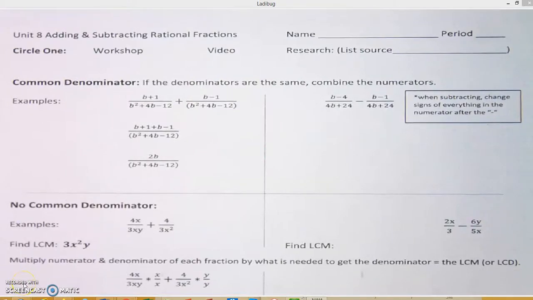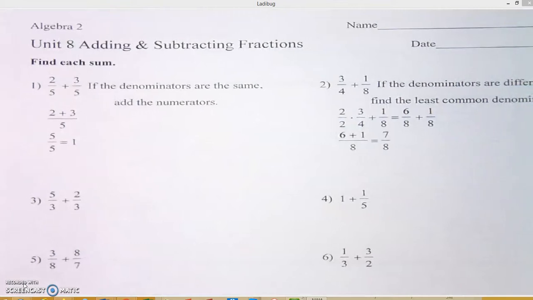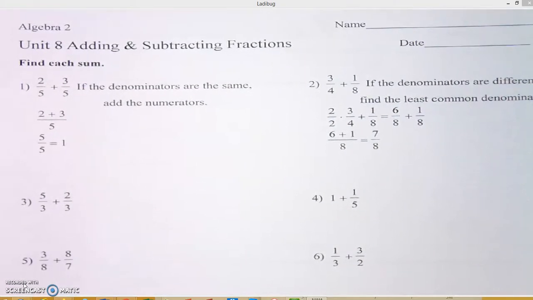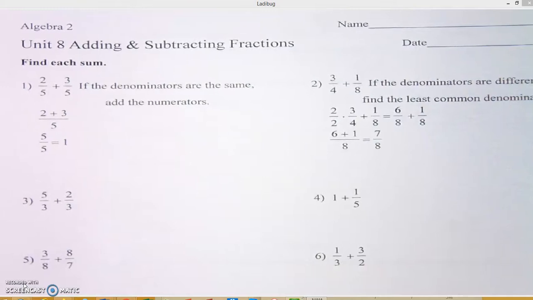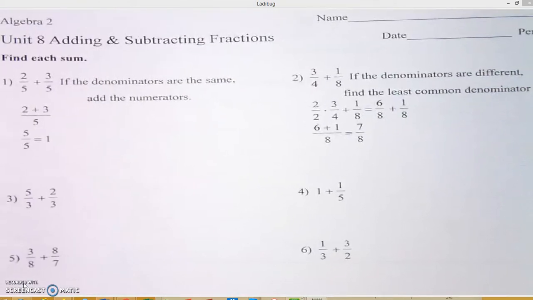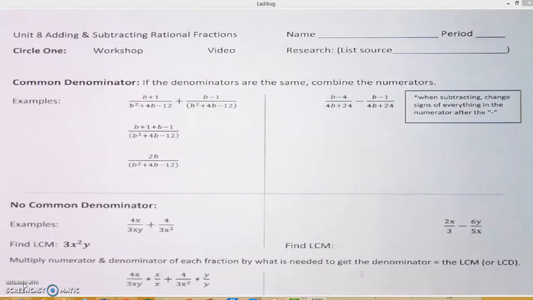These are the notes for Unit 8, Adding and Subtracting Rational Fractions. If you don't remember how to add and subtract fractions, which is constants, you might want to review this paper. Ask your teacher if you do not have it. And this will give you a little review on how to add if your denominators are the same or where they're different. How do you change your denominator by finding the least common denominator? After you review that, then you can start on these notes.